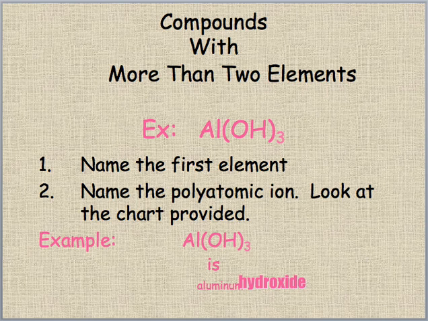So for the polyatomic ion, we have OH. It gets a name, hydroxide. We don't say hydrogen, oxygen, or oxygen hydride, or anything. It's hydroxide. It has one specific name.